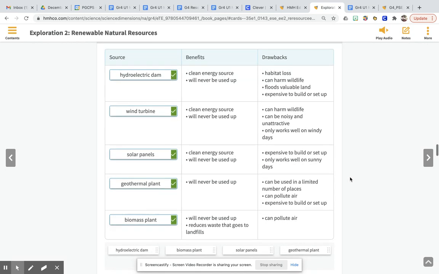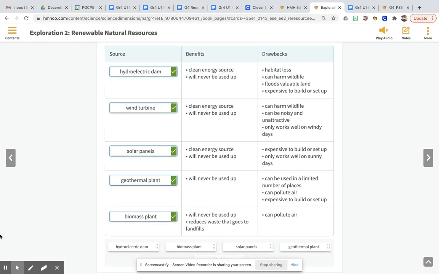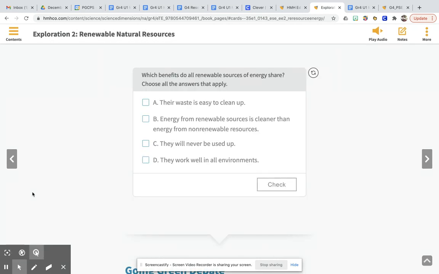How did you guys do? Hope you did well. And so think about this question really quickly, guys. Which benefits do all renewable resources share? What benefit do they all share? And choose all that apply. And so it may be more than one.